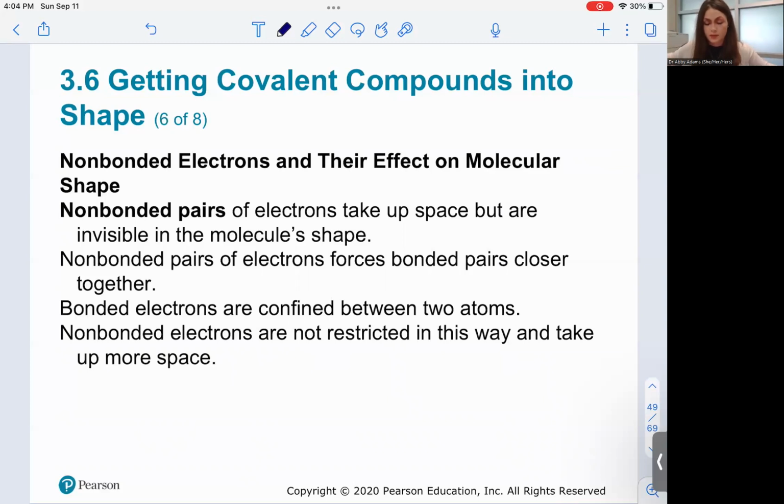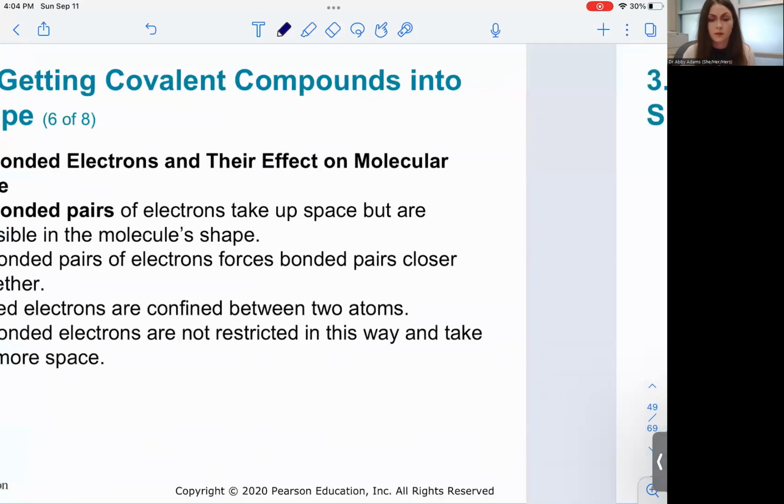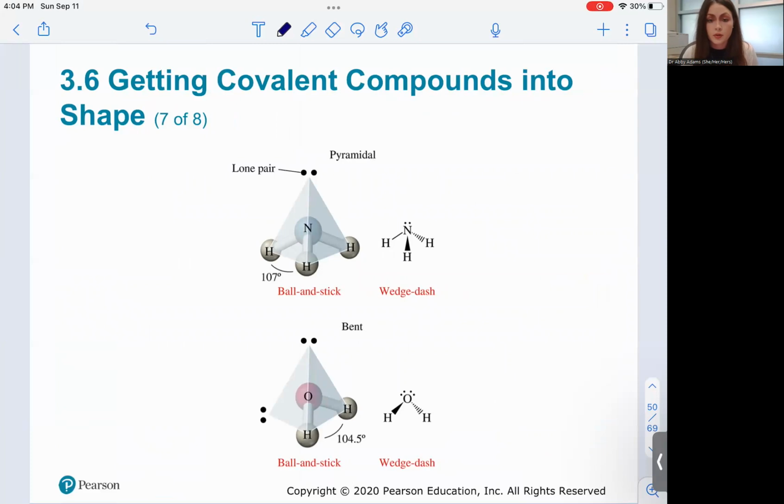And they're just going to push everybody out of the way, like your roommate that's taking up more space than they need to, like a non-bonded electron. Okay. So you can see here in this illustration, you've got two ways of looking at this, where you've got NH3 and H2O. All right. So you have this lone pair up here. You see how it's pushing.